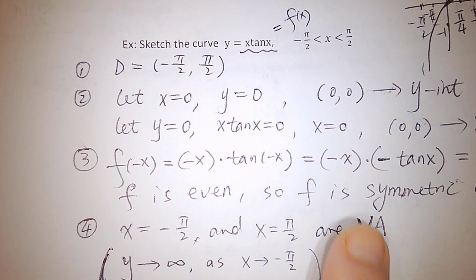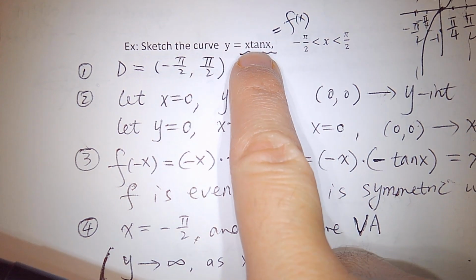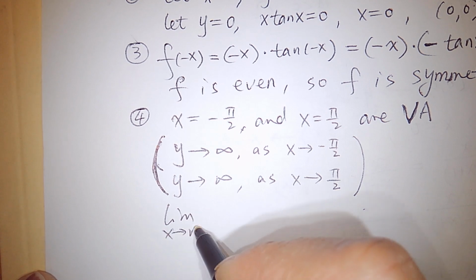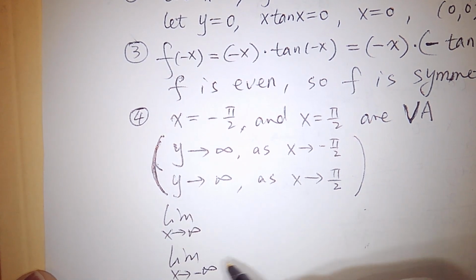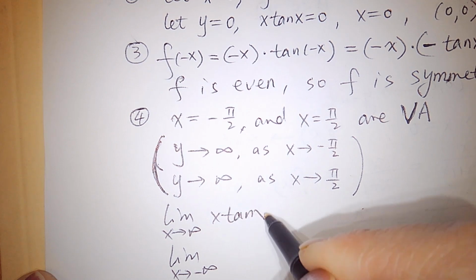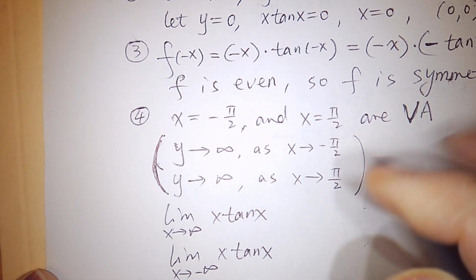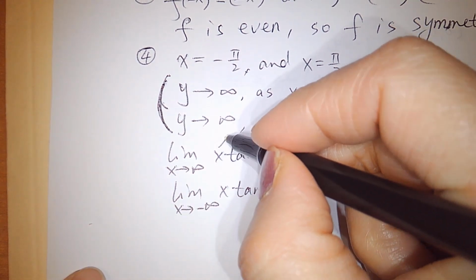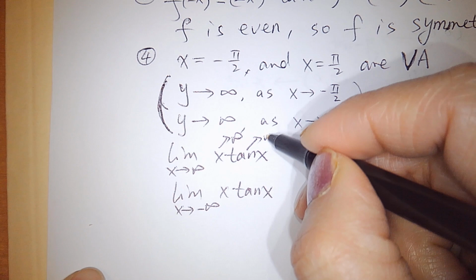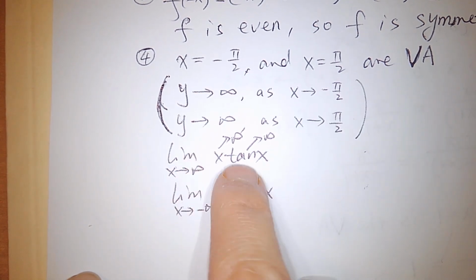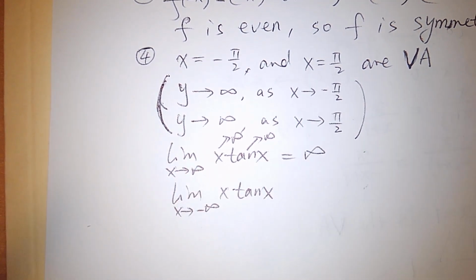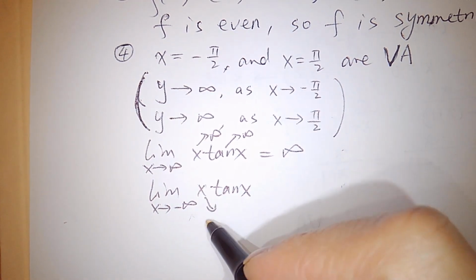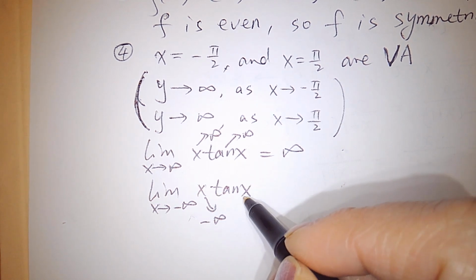Do we have any horizontal asymptotes? Let's check when x goes to infinity, and also when x goes to negative infinity, for x times tangent x. When x goes to infinity, x goes to infinity, right? How about tangent x? Infinity. So infinity times infinity is what? How about when x goes to negative infinity?